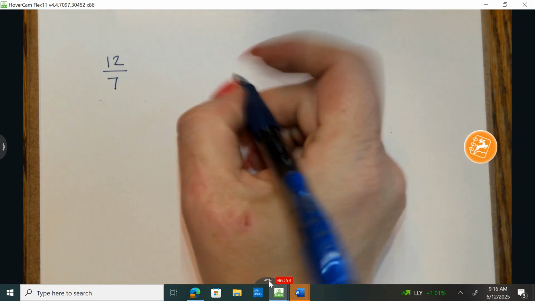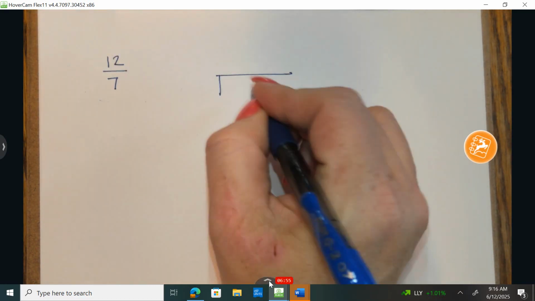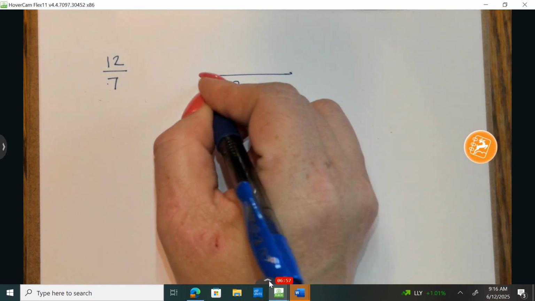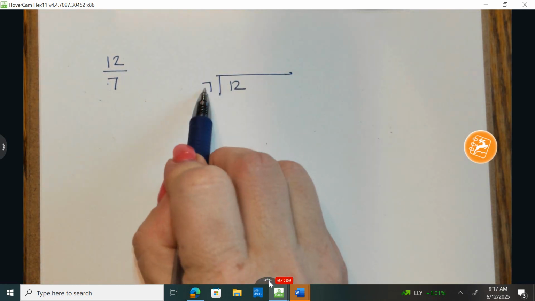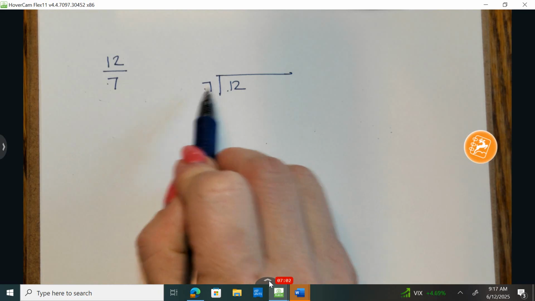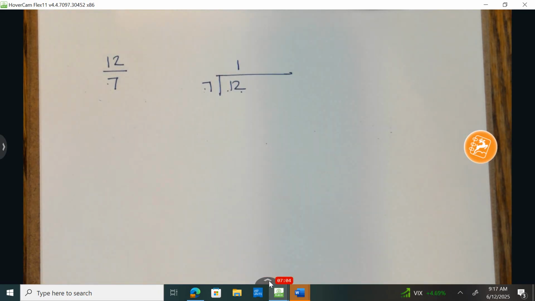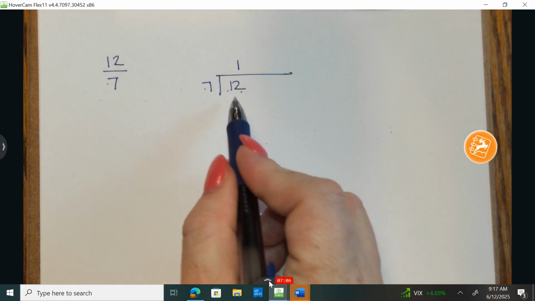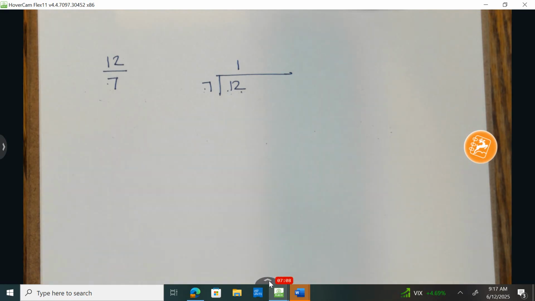Okay, let me demonstrate for you right now. We have the top number goes on the inside, the bottom number, called the denominator, goes on the outside. 7 does not fit into 1, but 7 does fit into 12 one time. 2 7s would make 14, and that would exceed or go beyond this value of 12. So only one group of 7 fits into 12.